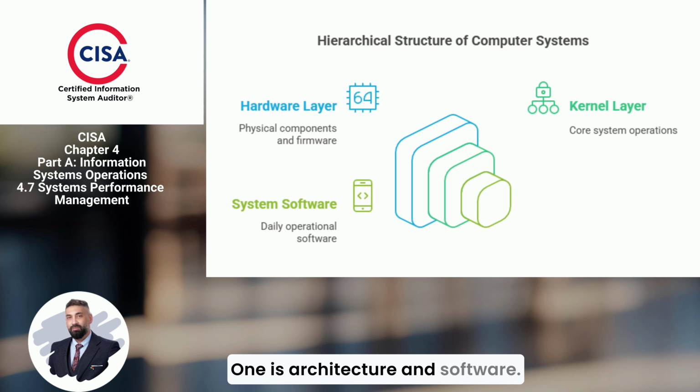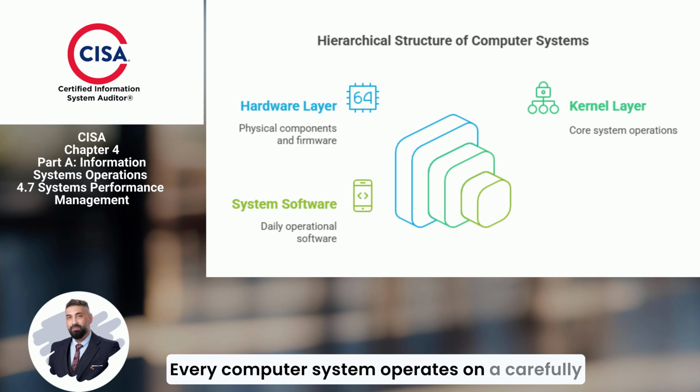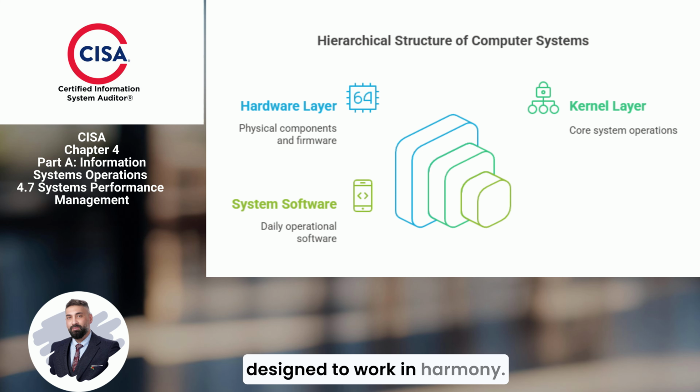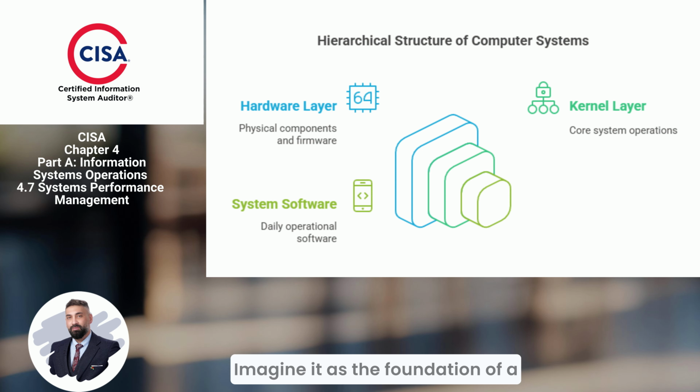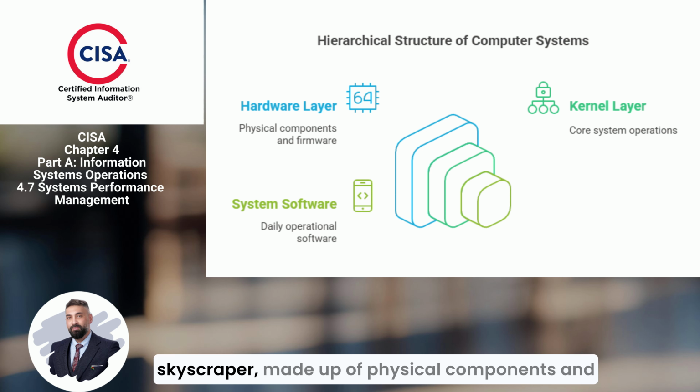1. IS architecture and software, the inner workings of a computer system. Every computer system operates on a carefully orchestrated hierarchy, a kind of digital ecosystem designed to work in harmony. At the very base of this structure is the hardware. Imagine it as the foundation of a skyscraper, made up of physical components and even embedded instructions known as firmware.